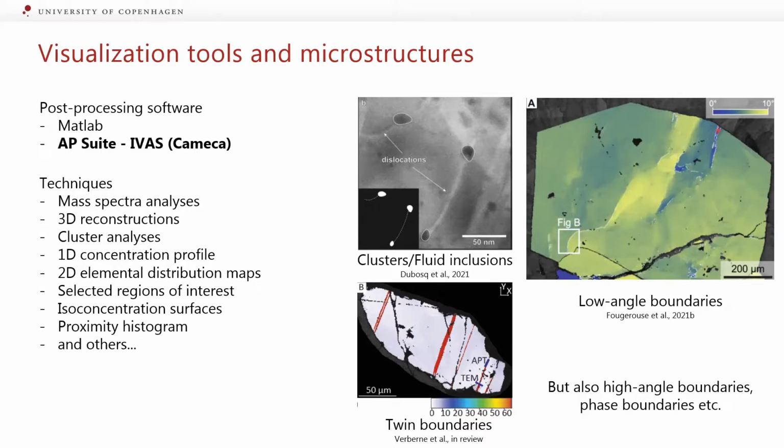And so the microstructures that we've been mainly looking at for these kinds of things are twin boundaries, low angle boundaries, fluid inclusions, and all kinds of clusters. And what I want to do in a moment is go through this work and then show how we can actually visualize that from the Atom Probe data.